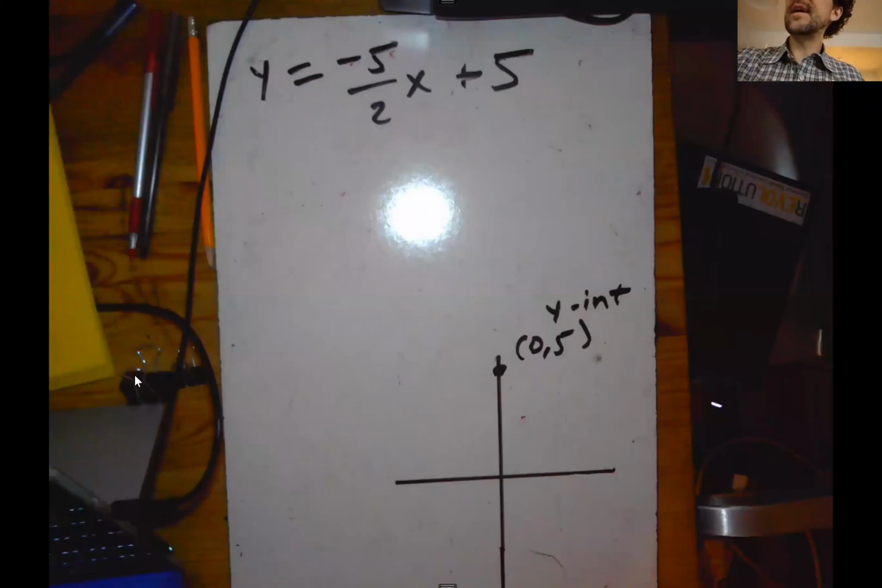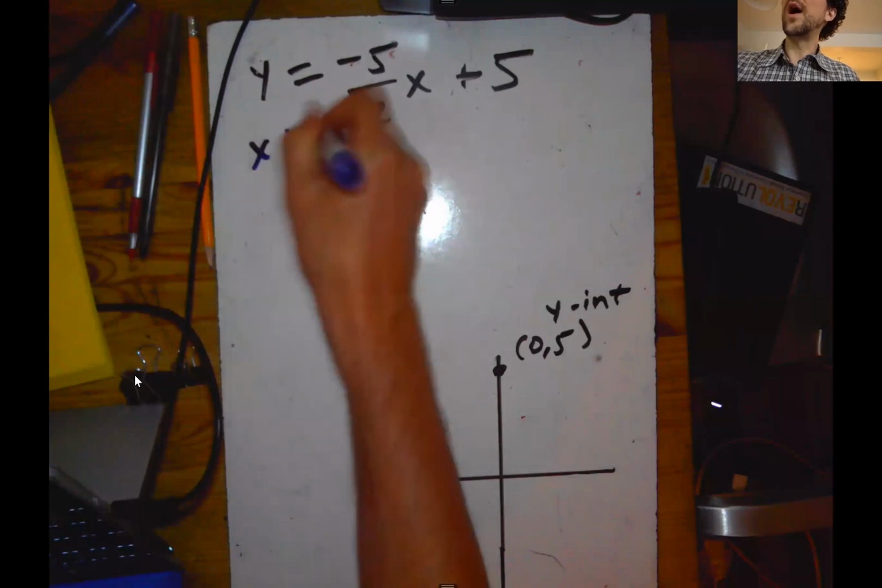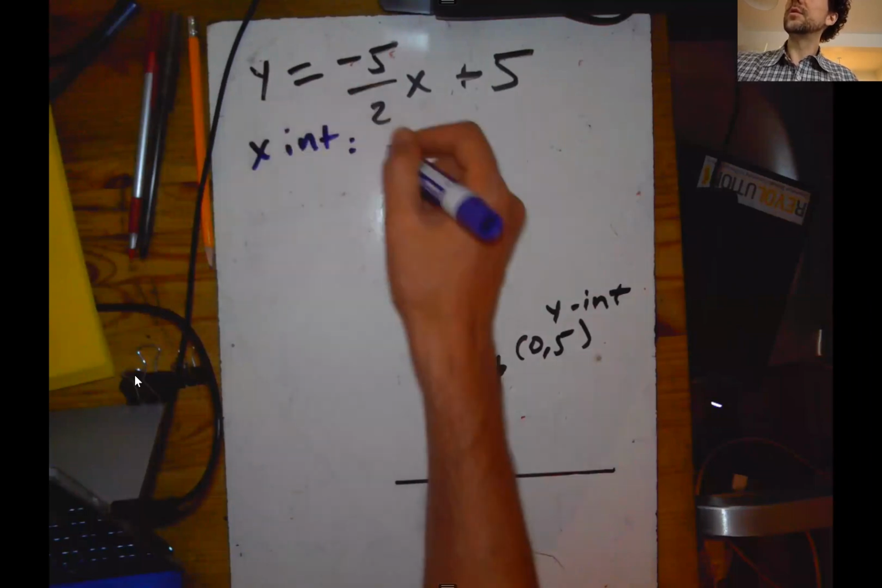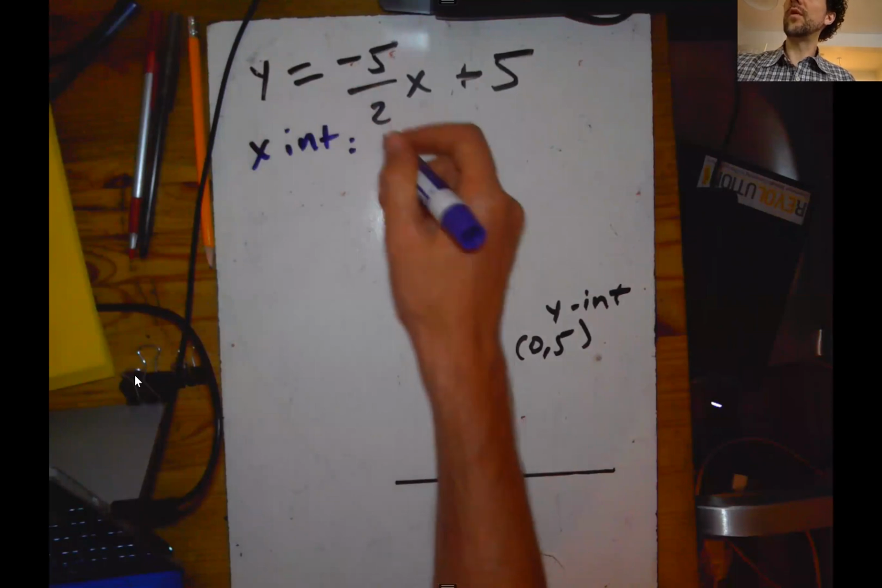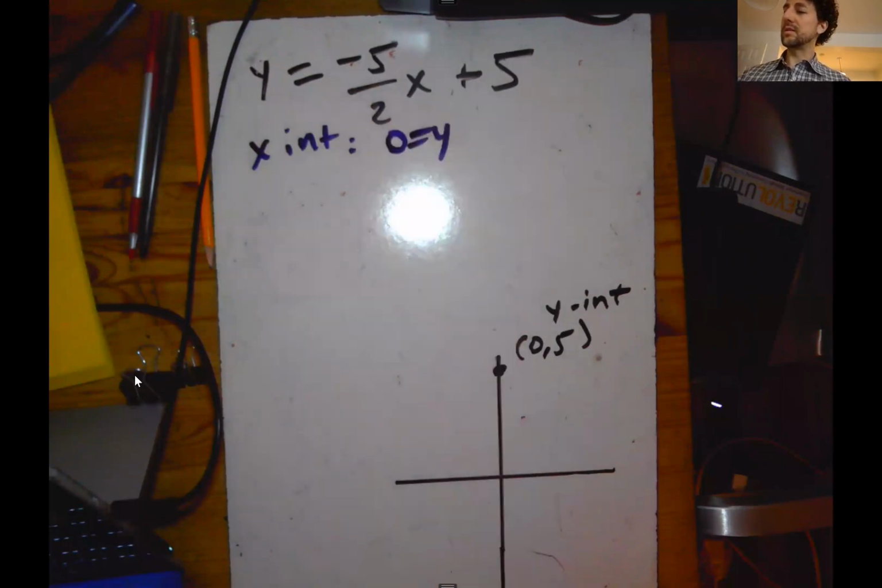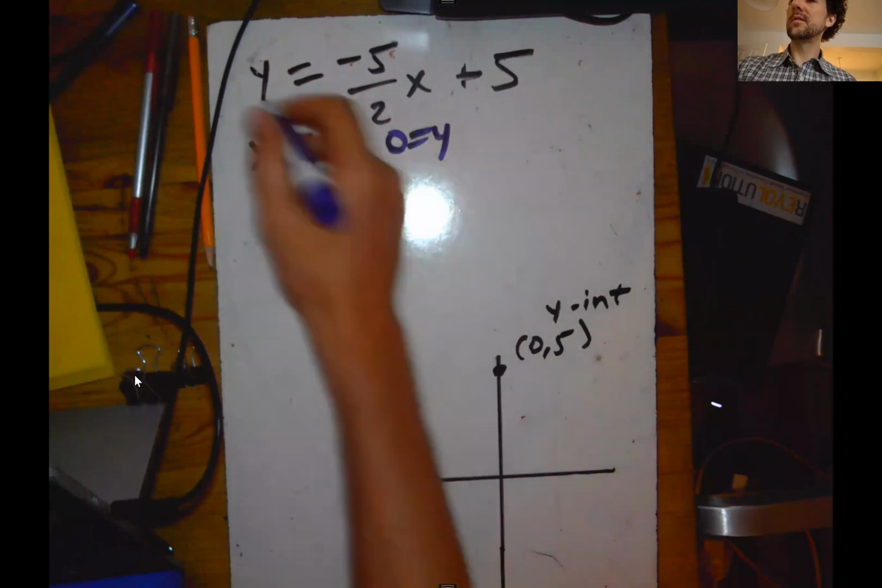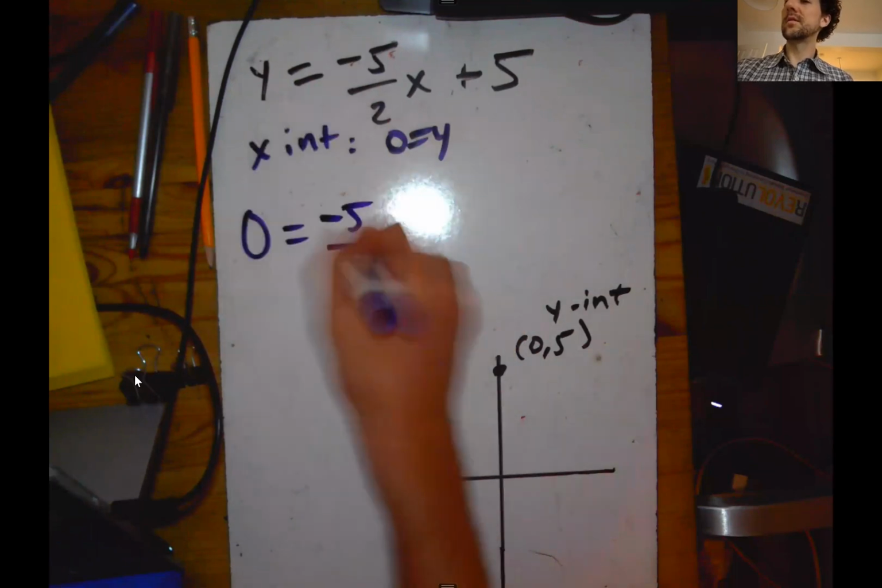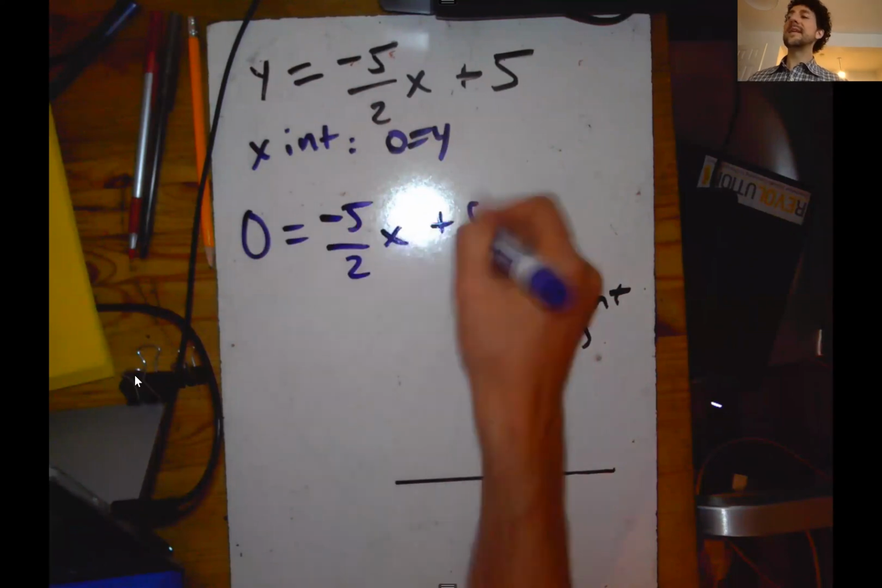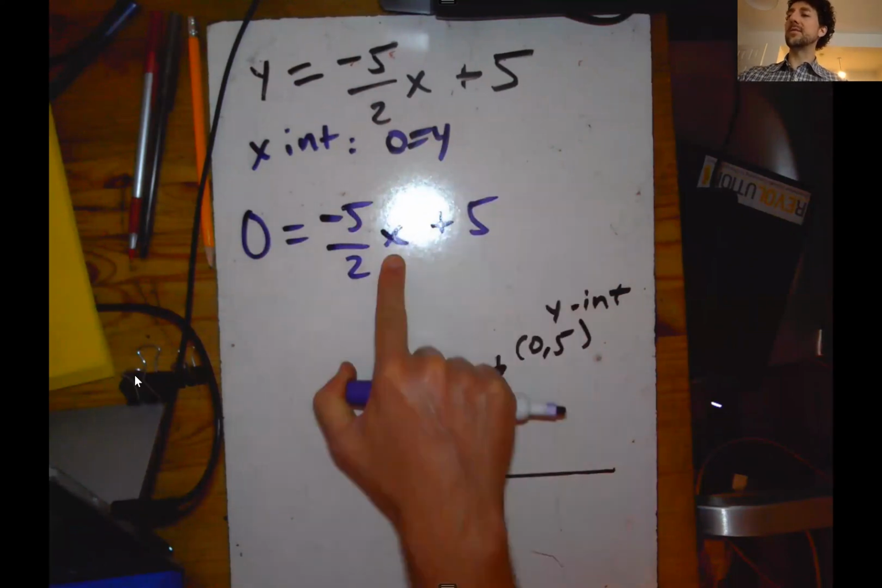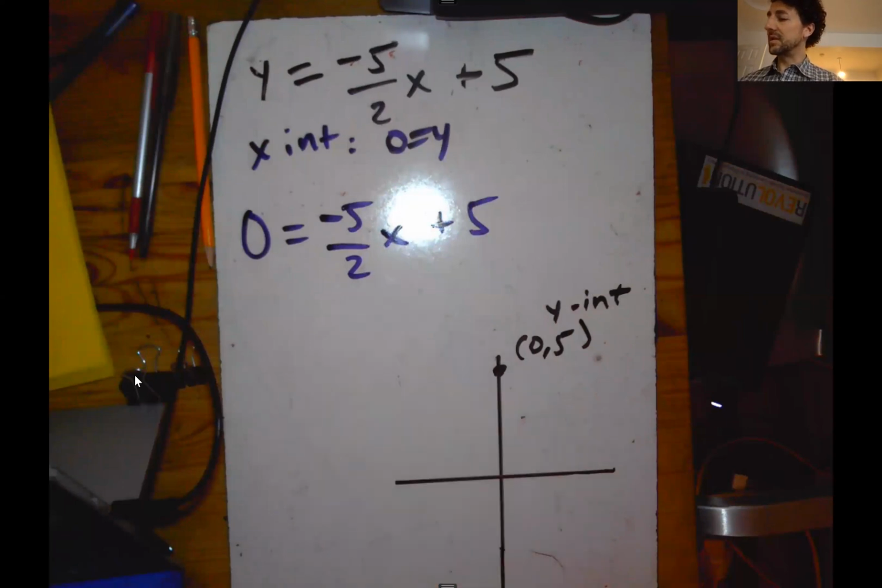Now to find the x-intercept, this is where y equals 0. So we'll substitute 0 for the y value, because where we hit the x-axis, our y value will be 0. So substitute 0 for y. And now solve for the x value. Again, our answer is going to be some number for x, comma, 0, where y equals 0.